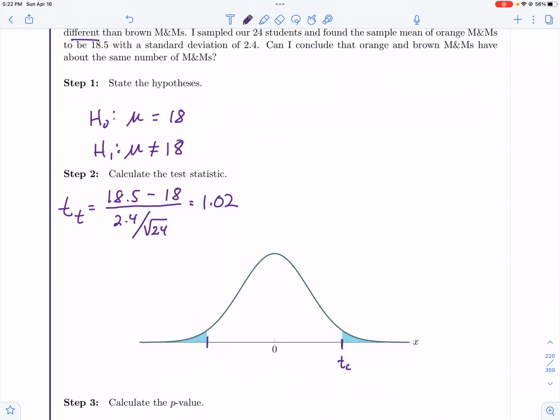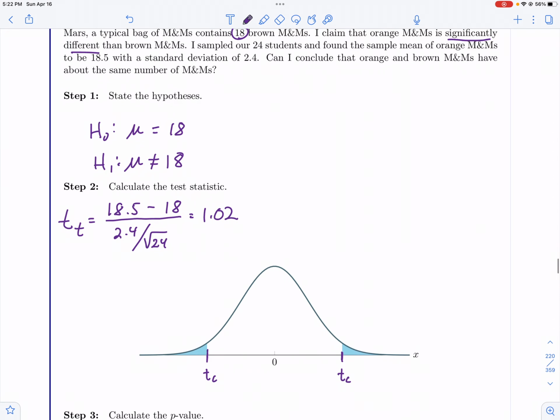So we need to figure out these two values, since this is a two-tailed test because of the equals not equals. And so again, since our alpha is 0.05 and we have a two-tailed test, then we're going to have to take our 0.05 divided by 2. And so our alpha over 2 is going to be 0.025. So we've got 0.025 at the upper, 0.025 at the lower.